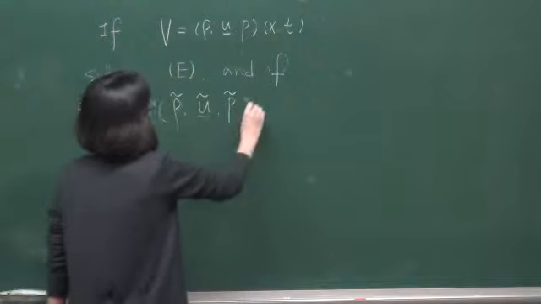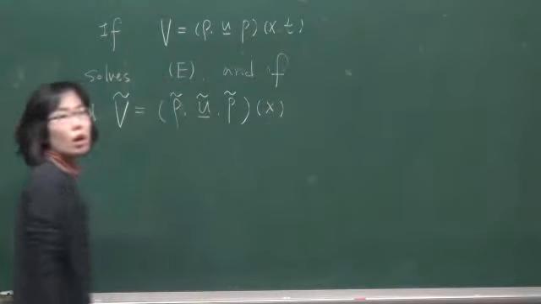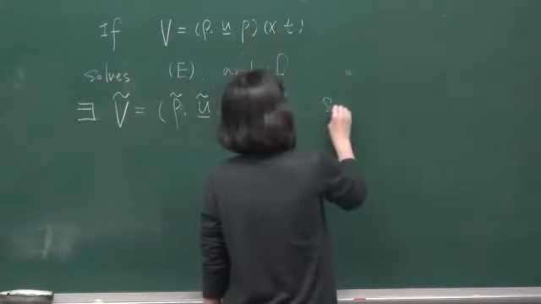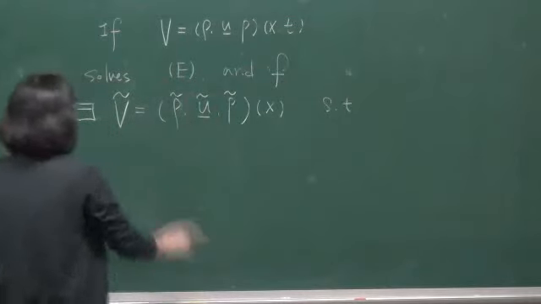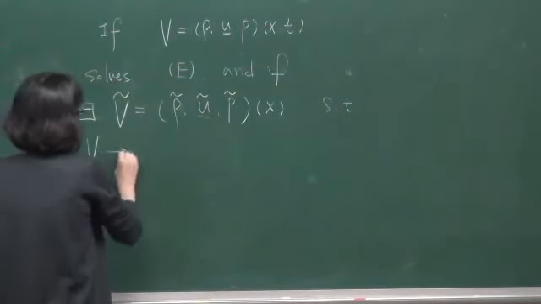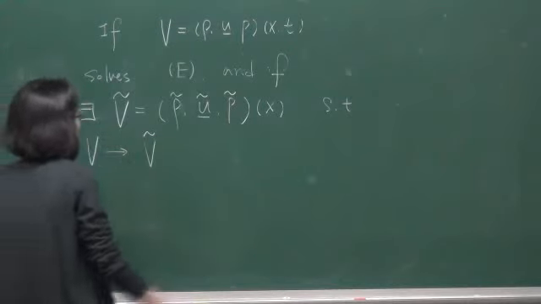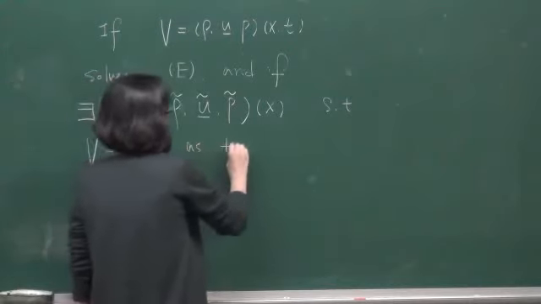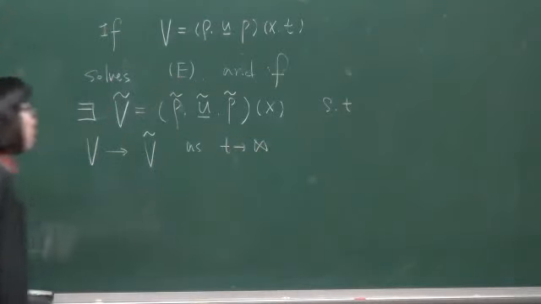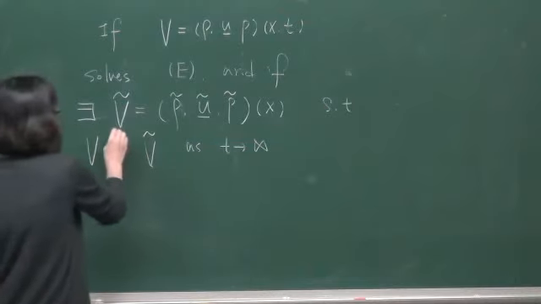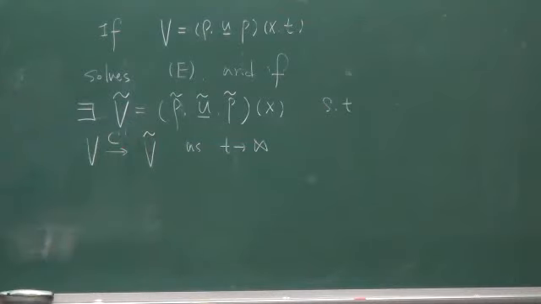So now I have V tilde, and this is a function of x, such that here this function v converges to v tilde as time goes to infinity. I also need to tell you what the norm of the convergence is. For simplicity, let's say C1 in x and t. Then what can you say?